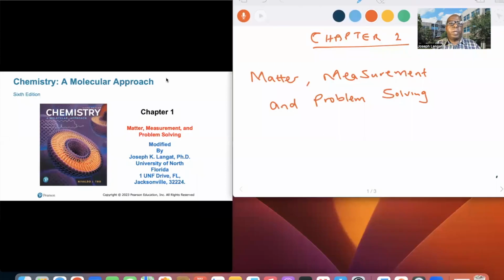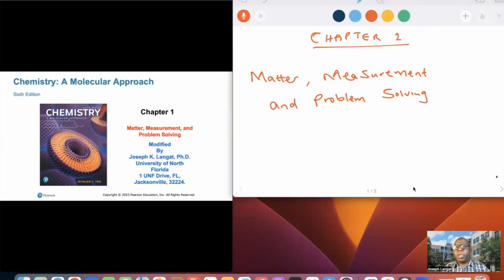the lecture slide. I have the PowerPoint slides on my left side, and this will be my whiteboard on the right side of your screen. This is the required text. If you haven't purchased it, please make an effort to get the required text, Chemistry: A Molecular Approach, 6th edition.